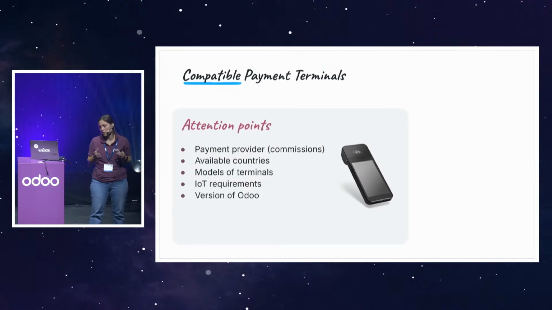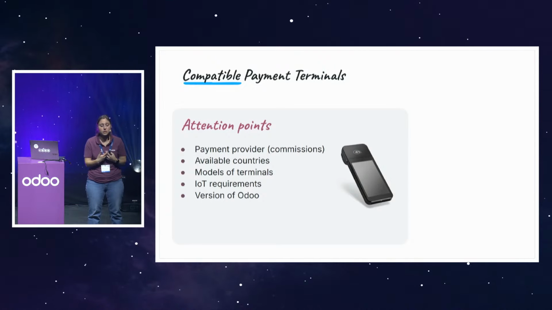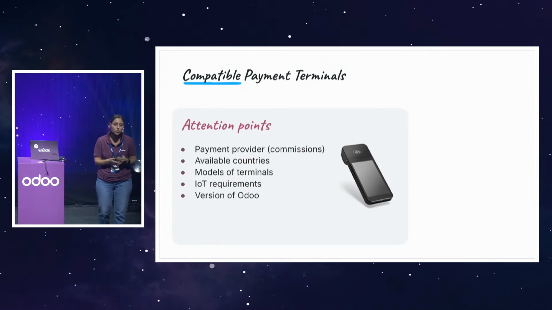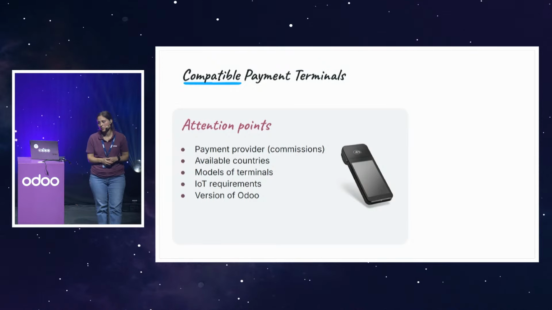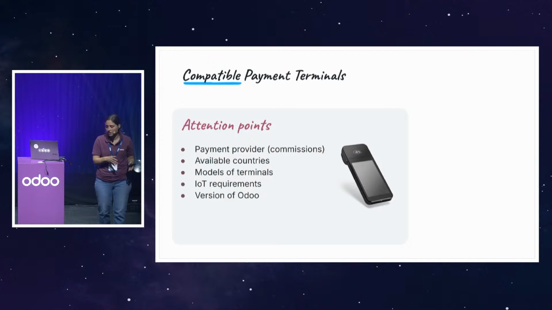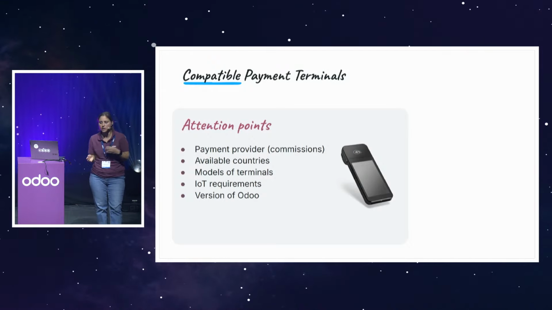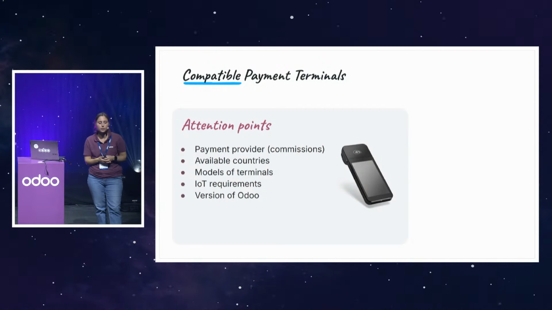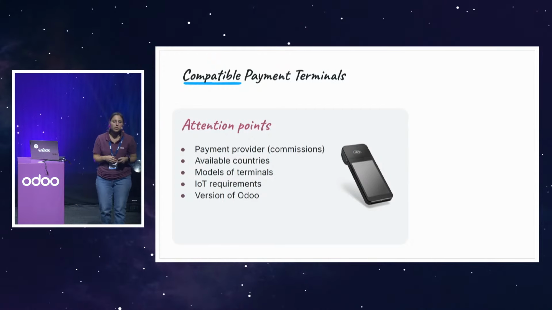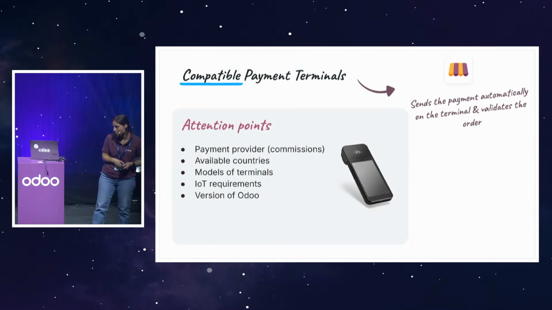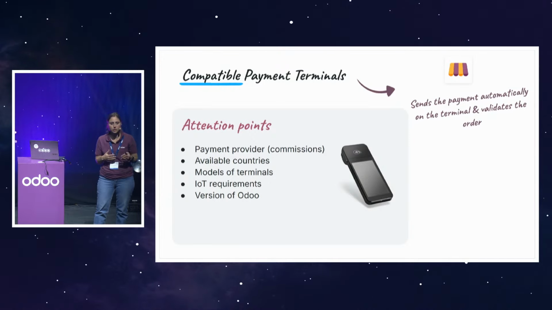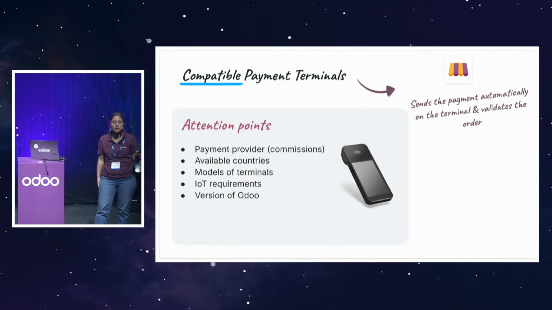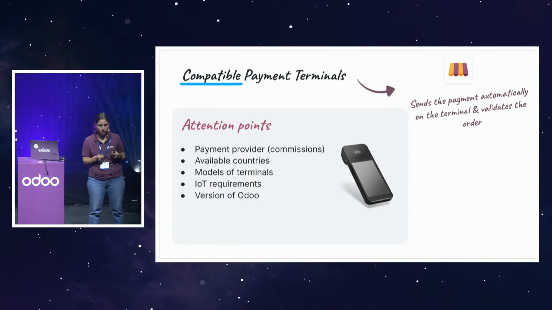You also need to take into account the models of terminals. If I again take the example of Worldline, you need to work with Yomani or Yoximo terminals. Then, depending on the integration, you will need an IoT or not. The last point of attention is the version of Odoo. You need to know if, for instance, your payment provider is available in the version in which you operate. Like I explained at the beginning, the integration is going to automatically send the amount to the payment terminal, and then it's going to automatically validate or refuse the order depending on the payment authorization.